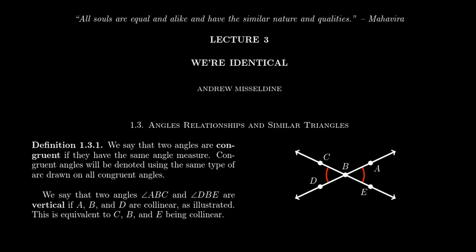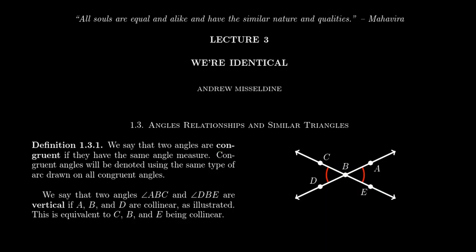We say that two angles are congruent if they have the same angle measure. And congruent angles will be denoted in diagrams in a manner similar to this. We'll draw little arcs on them. The same number of arcs, the same color will indicate that those angles are congruent. They have the same angle measure. So for all intents and purposes, congruent angles are the same angle, even though they might exist in different places on the plane.